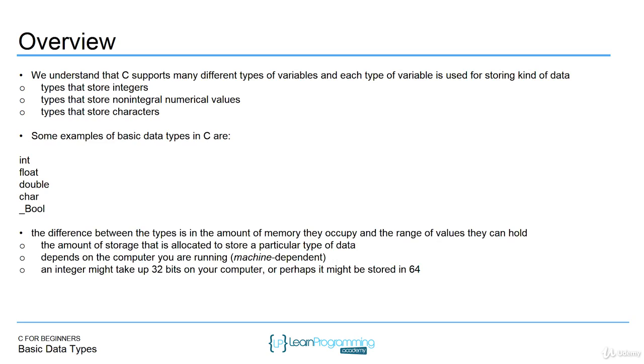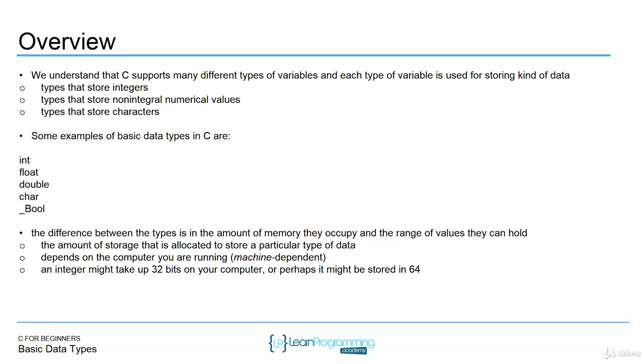So the difference between these types is the amount of memory. That's all specifying the data types is about. It's about the memory that needs to be allocated, and it varies depending on what type of architecture you have. But the amount of memory is going to determine the range of the values that can be stored. So the amount of storage that is allocated to store a particular type of data is important to the compiler. It all depends on the computer you're running, and this is referred to as machine dependent.